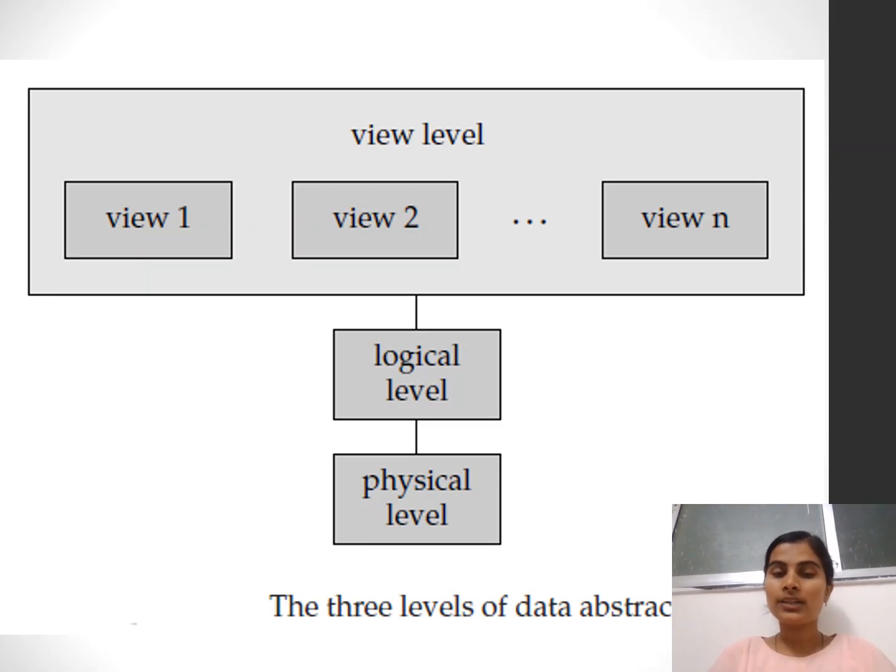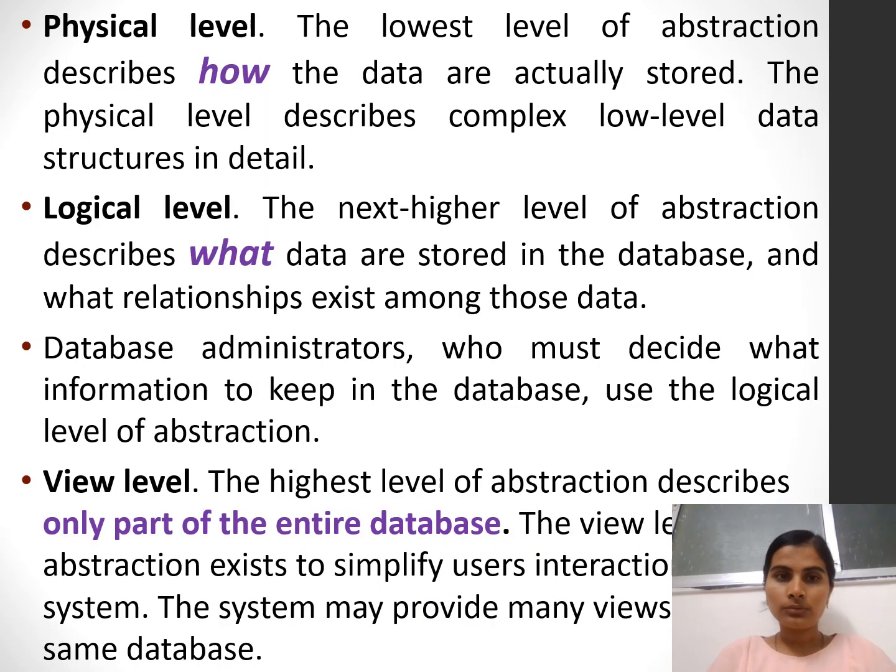This is the architecture of how the levels work. Now, the physical level, the lowest level of data abstraction, describes how the data are actually stored in the database, and describes the complex low-level data structures in detail.